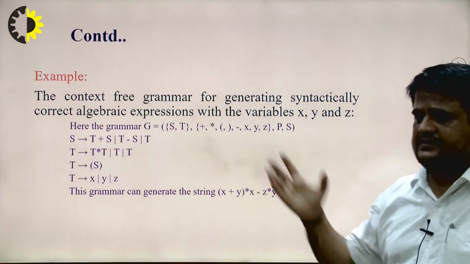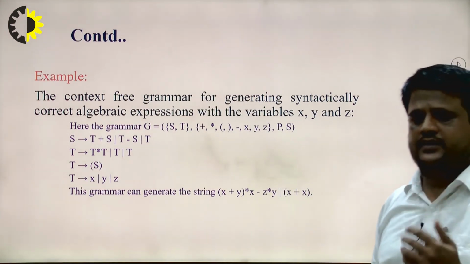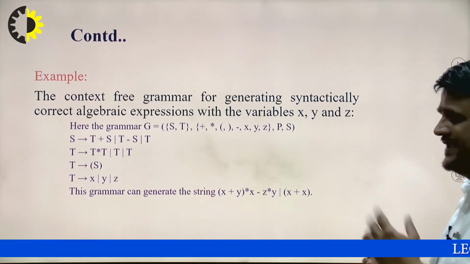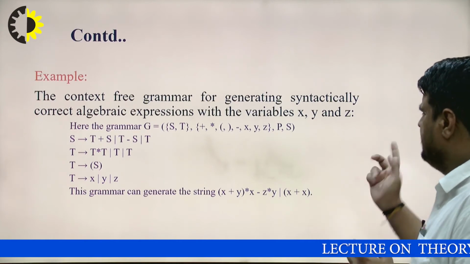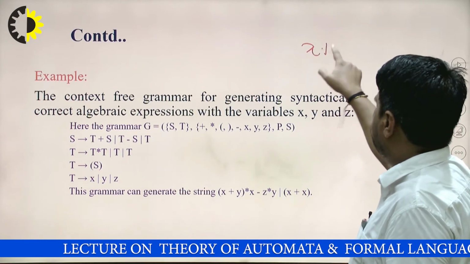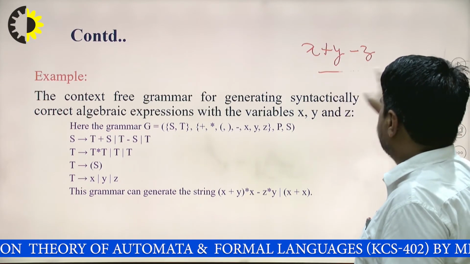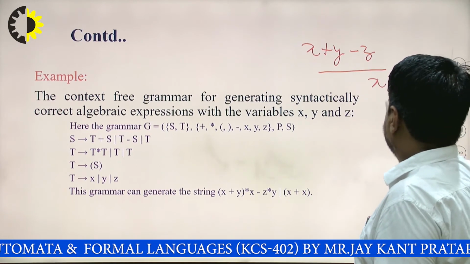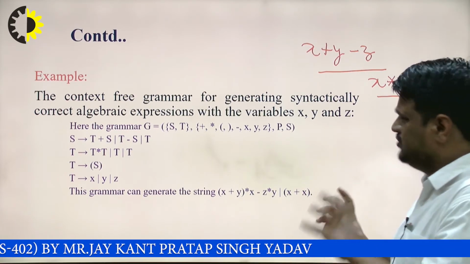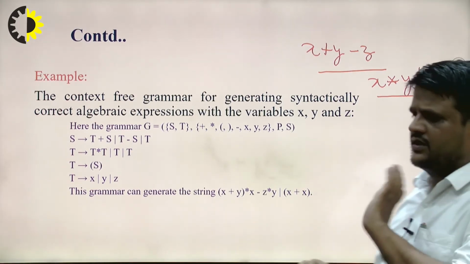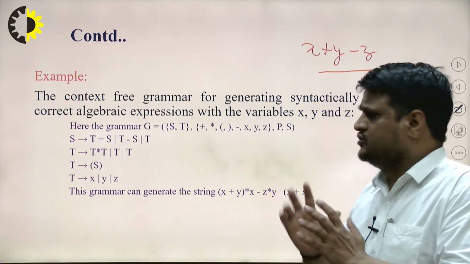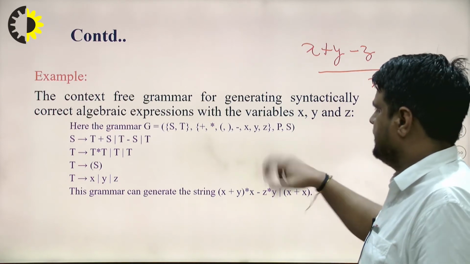Another example is that you have to write down the context free grammar to generate an algebraic expression by taking the variables x, y, z. Whenever we write any mathematical or algebraic expression, we write x plus or minus z. So this is an algebraic expression, right? You write x multiplied by or divided by z. So this is an algebraic expression. We have to write down the context free grammar for describing that particular algebraic expression correctly. So how can we describe that particular grammar?